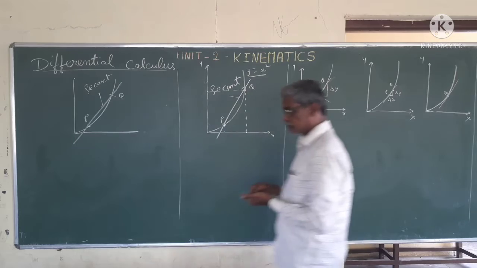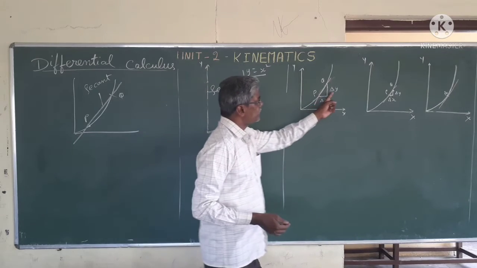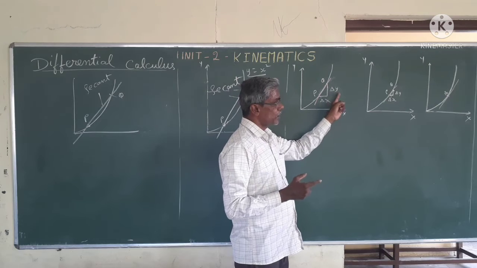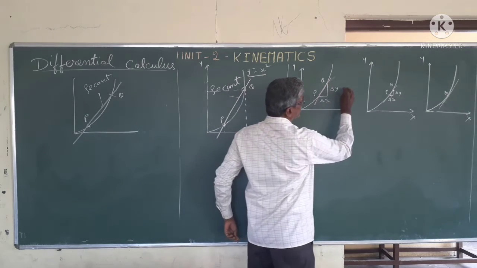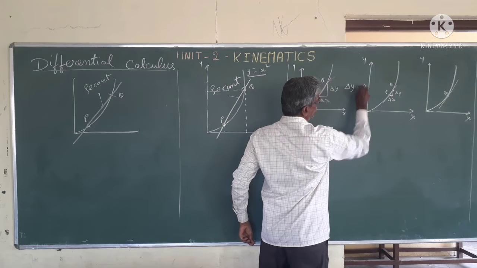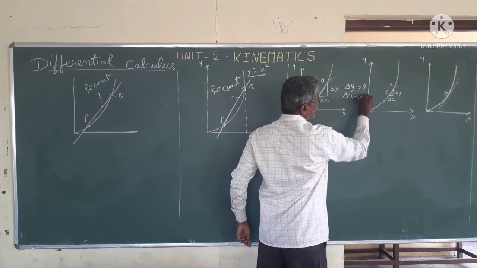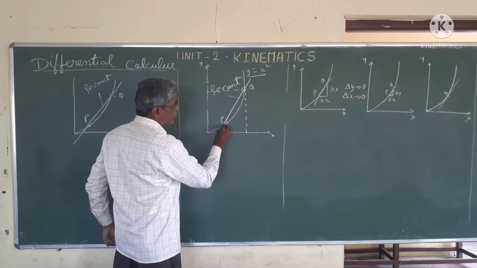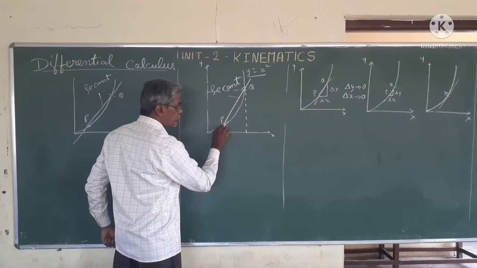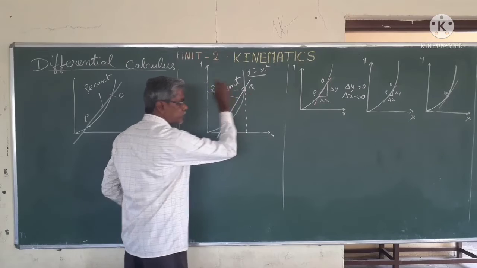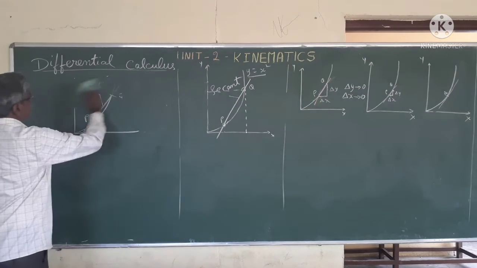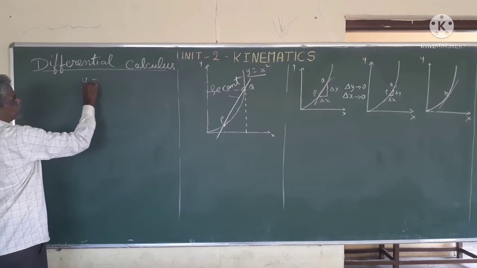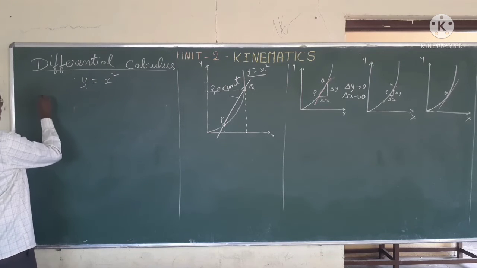Now, this delta y and delta x go on decreasing. That means delta y tends to 0 and delta x tends to 0, but they are not equal to 0. Now, what will be the position of P and the position of Q? What is the function? y is equal to x square.